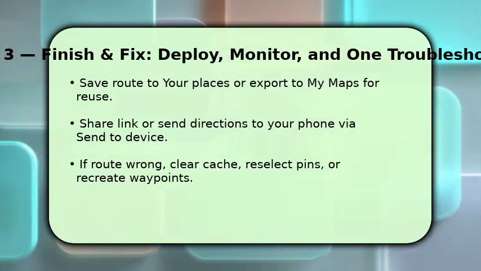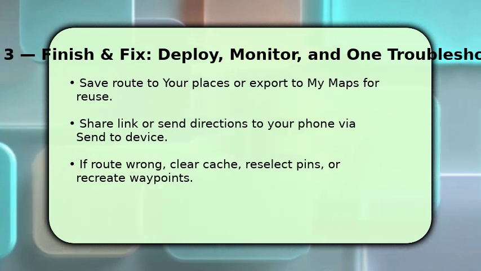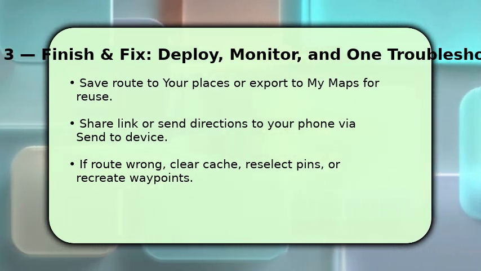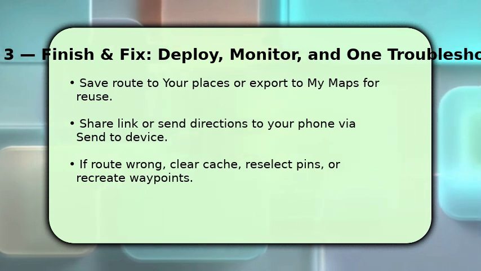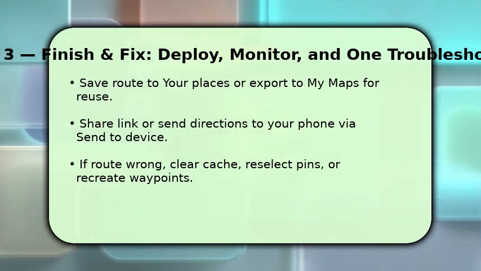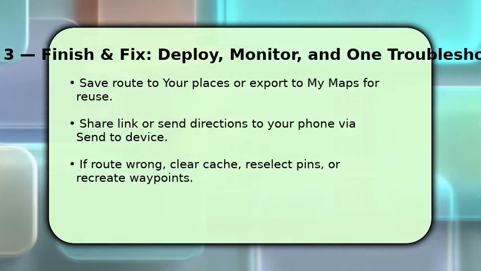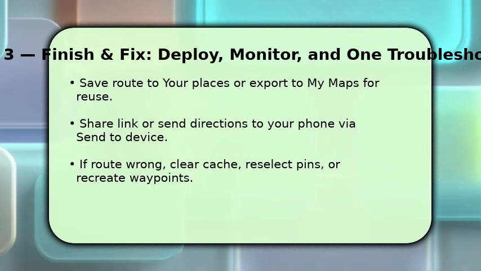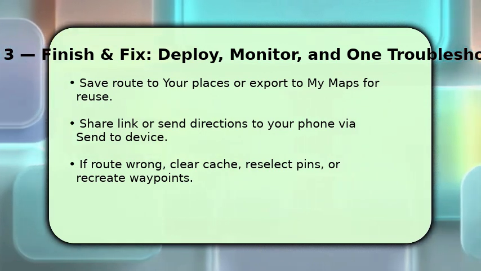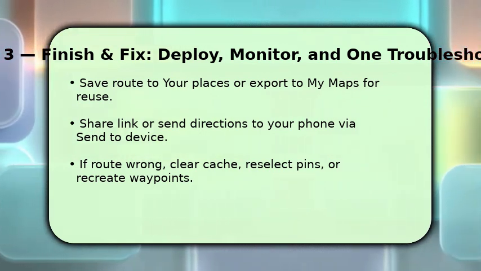Once ready, start navigation and confirm the first few turns visually. This prevents surprises. If the route looks wrong, clear the app cache, reselect the pins, or recreate the waypoints to force recalculation. This fixes stale data or misnapped pins. Remember, small adjustments change overall directions, so tweak and recheck before you go.